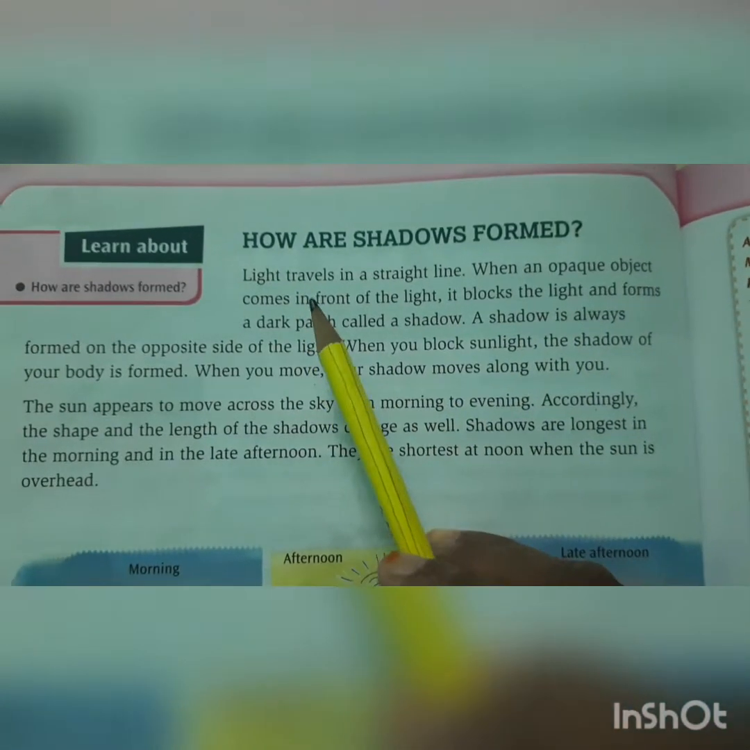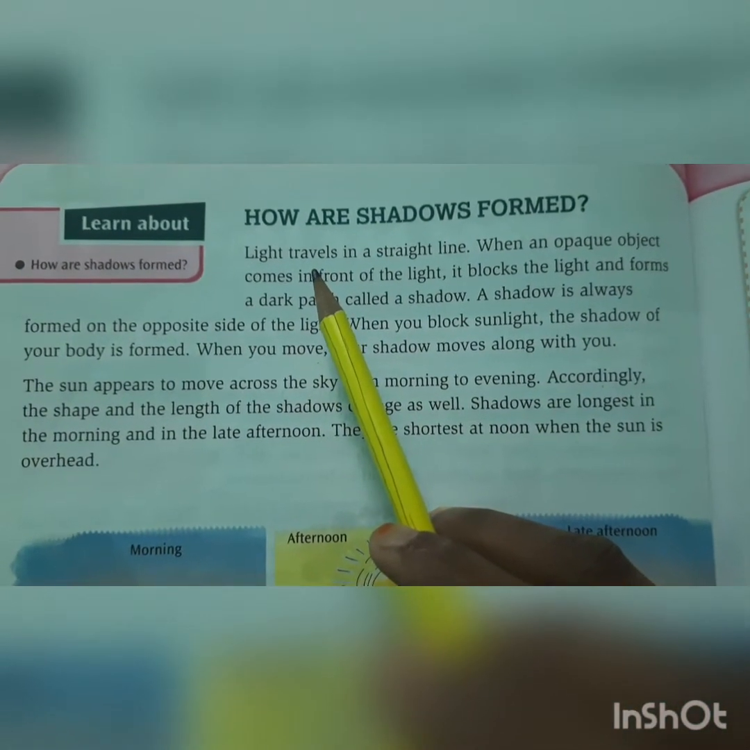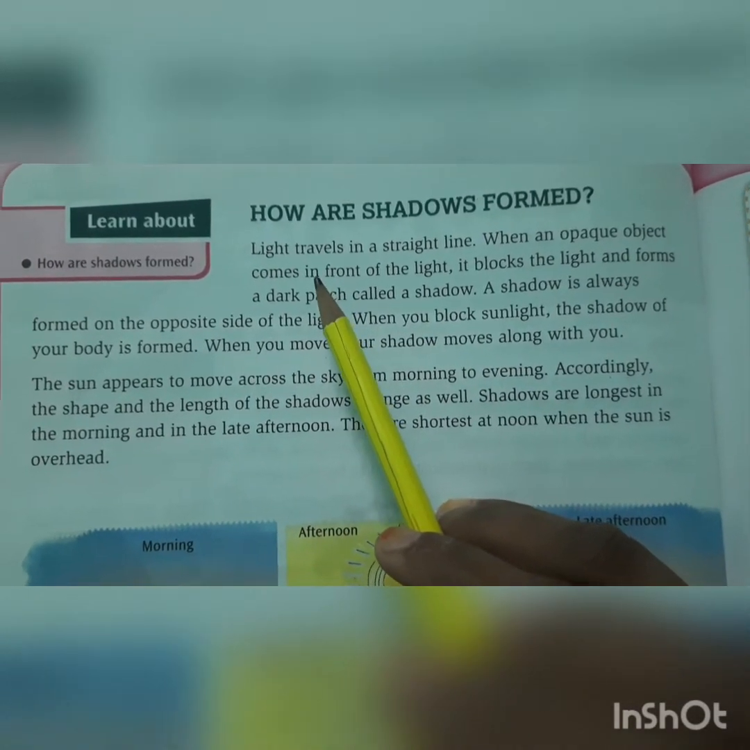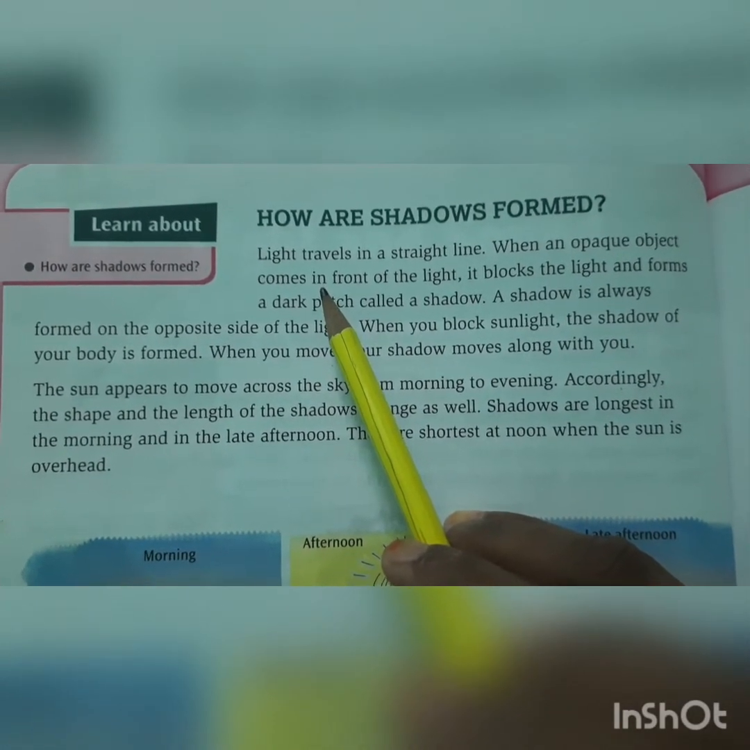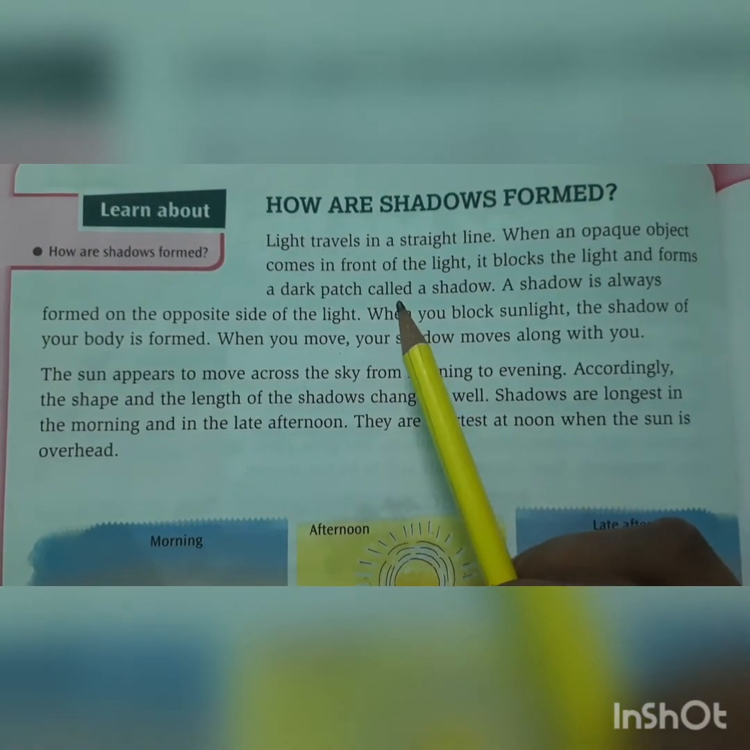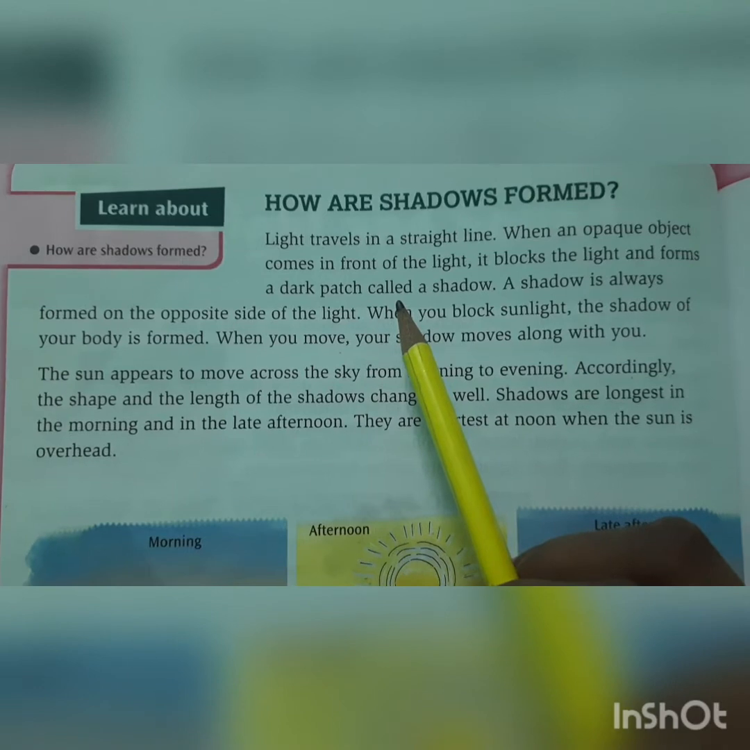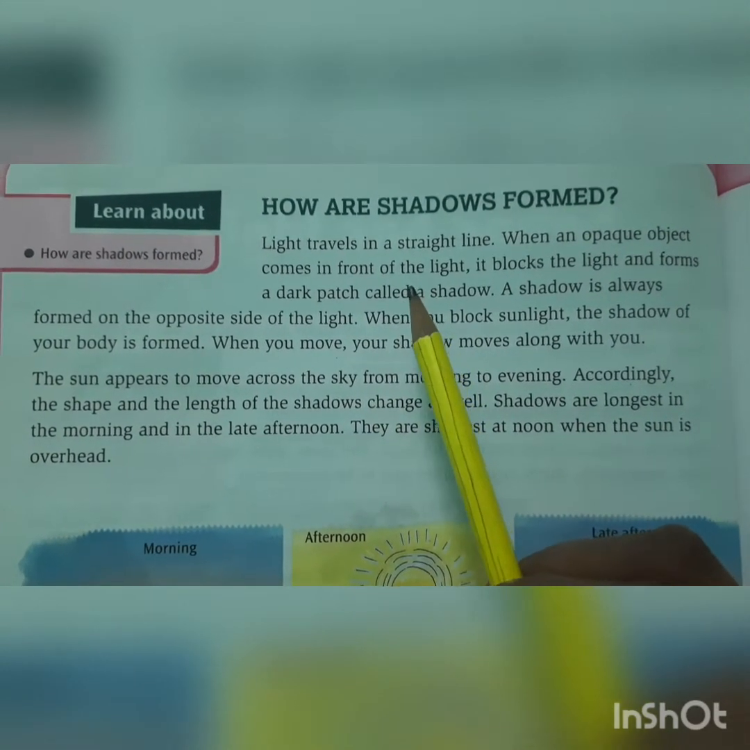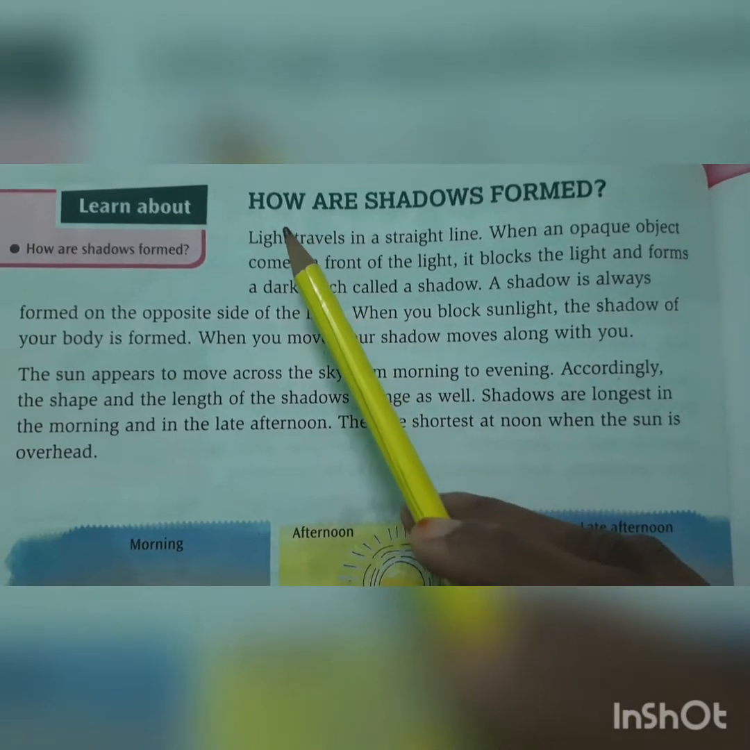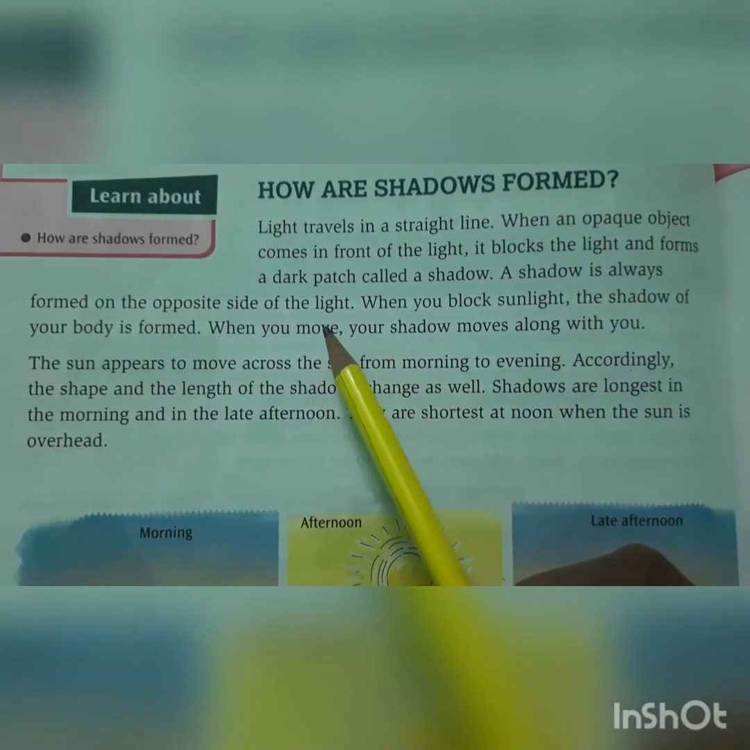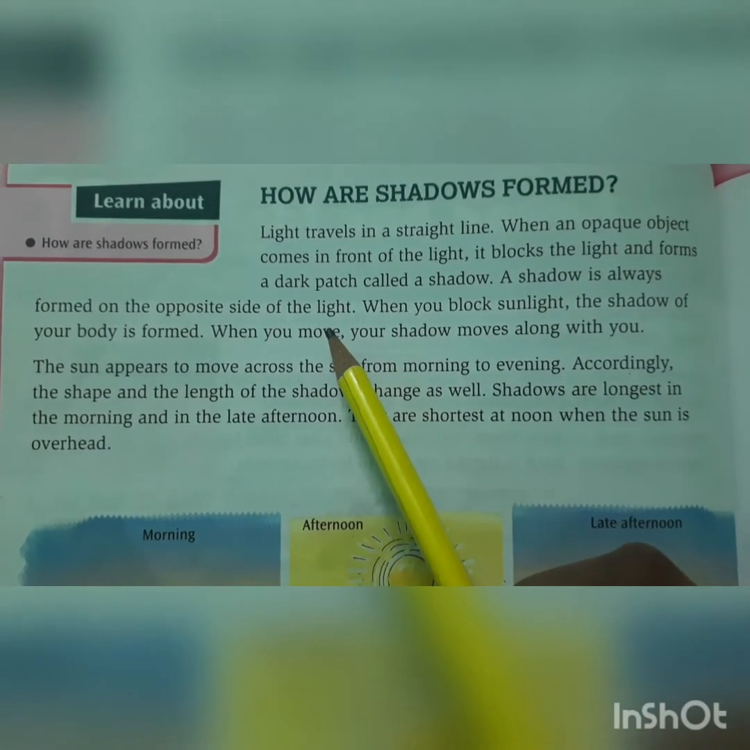So little ones, before our holidays we have already finished how we see things. There are three categories of objects: those which allow the light to pass through, and those which don't allow it to pass through. Accordingly we can see that object. Now today we have to see how shadows are formed. So there are three categories of object.